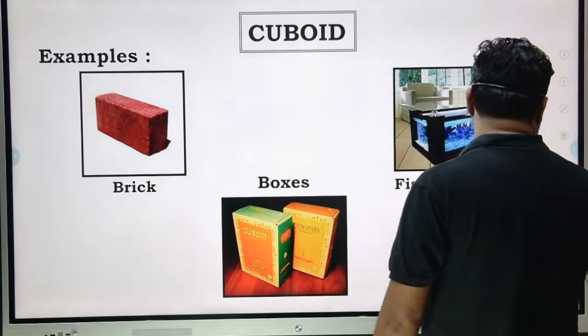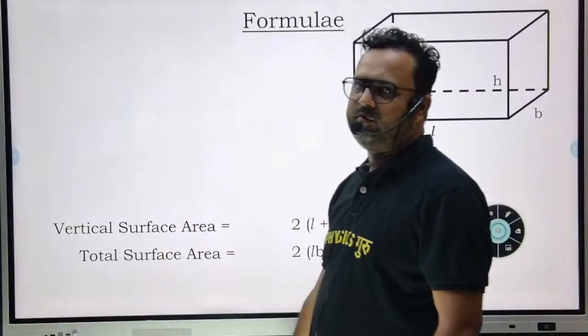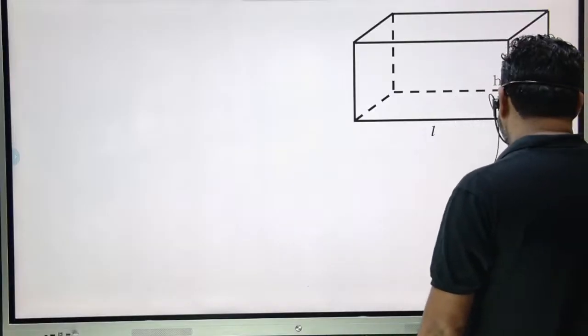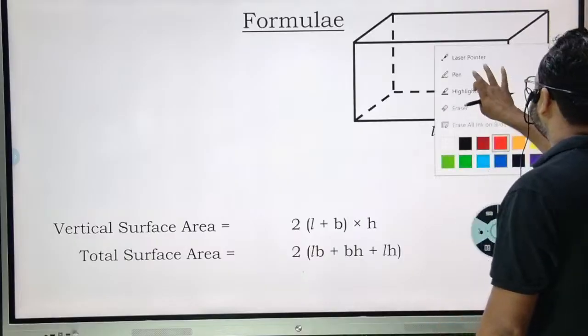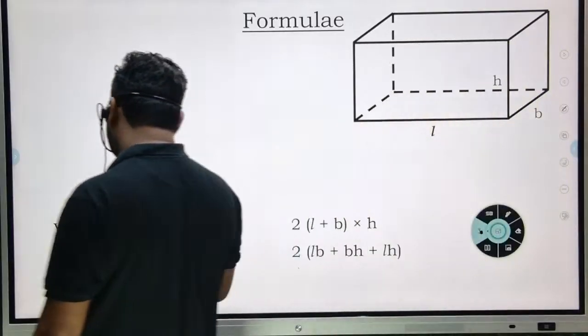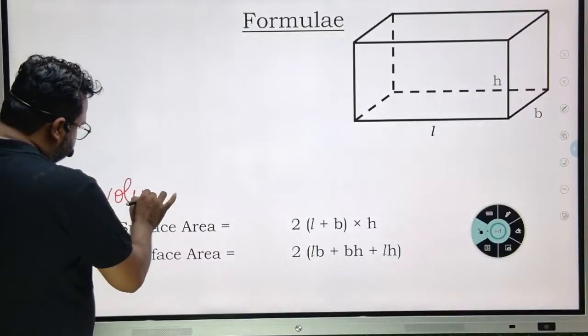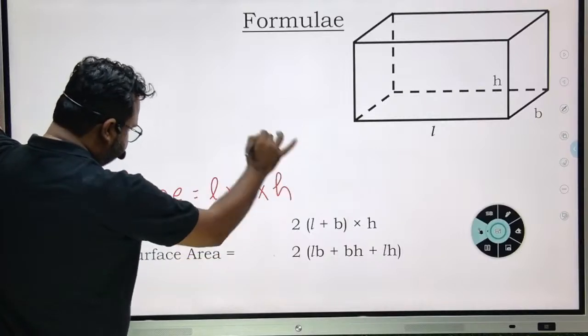So when we talk about volume of cuboid, we have a formula in order to calculate volume. So what is the formula for volume? Volume is length into breadth into height. Volume is length times breadth times height.